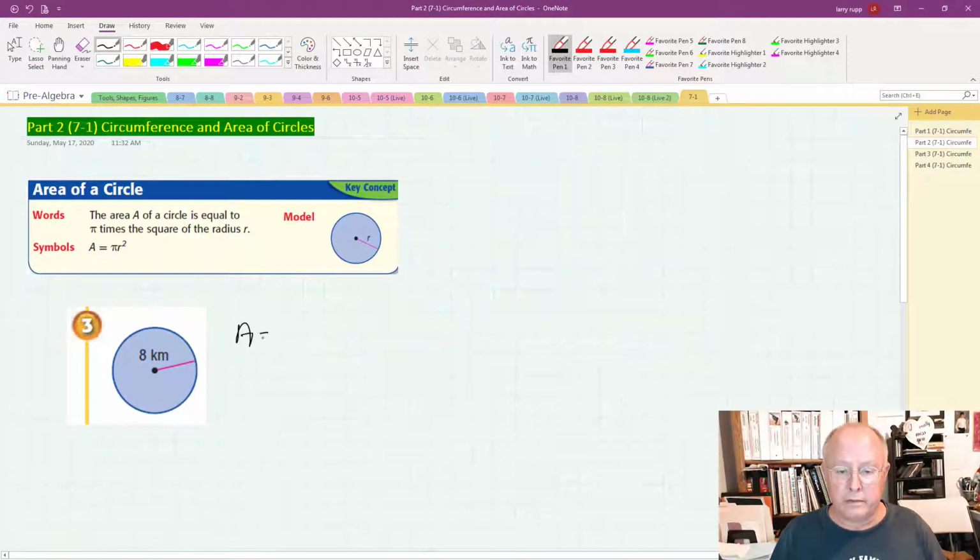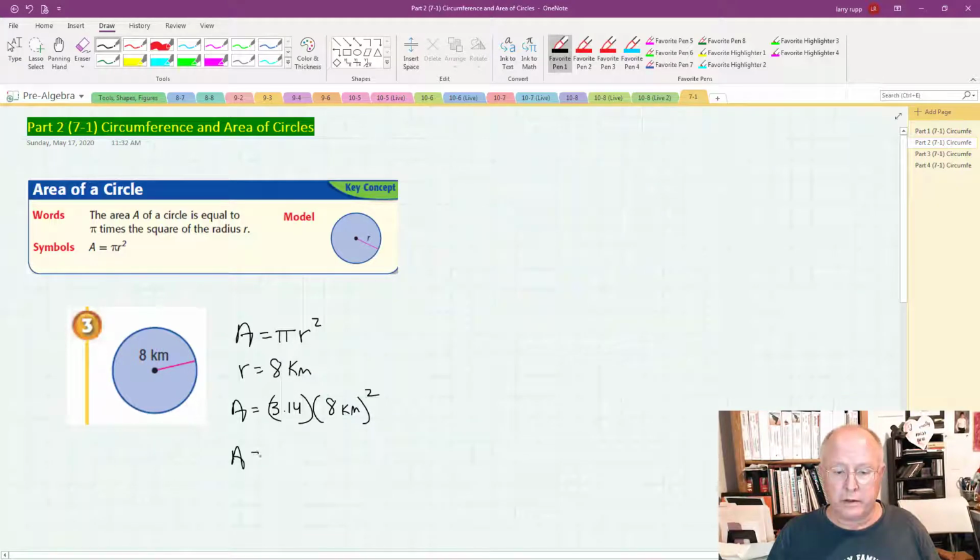So the area is equal to pi r squared. Remember, r is what we use for radius. And in this case, r is equal to 8 kilometers. So we have area, and we just drop that right in. Pi, which is 3.14, times 8 kilometers squared.